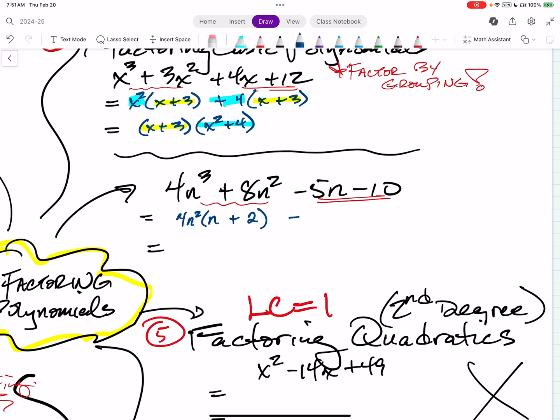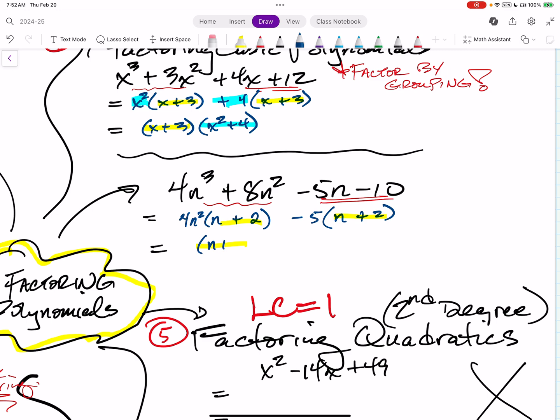On the second group, I'm going to factor out a -5 because it's negative right there. And then I've got n plus 2 remaining. All right, distribute back through to check. And then, of course, as I was saying earlier here, we have an n plus 2 in common, so factor that out.